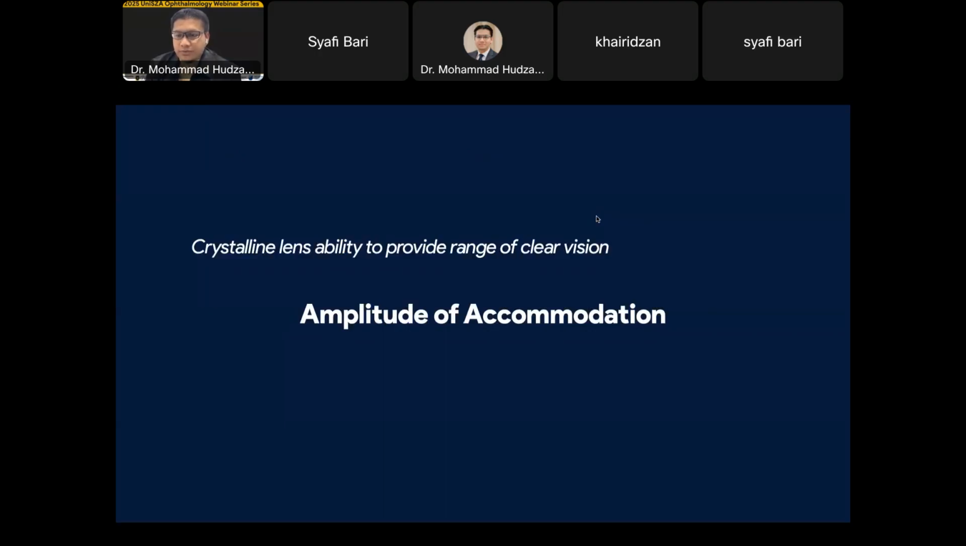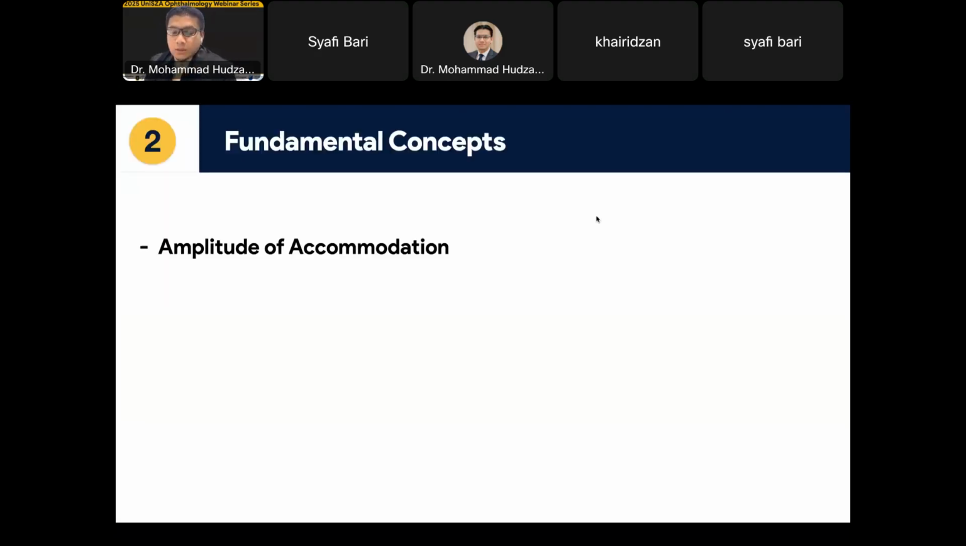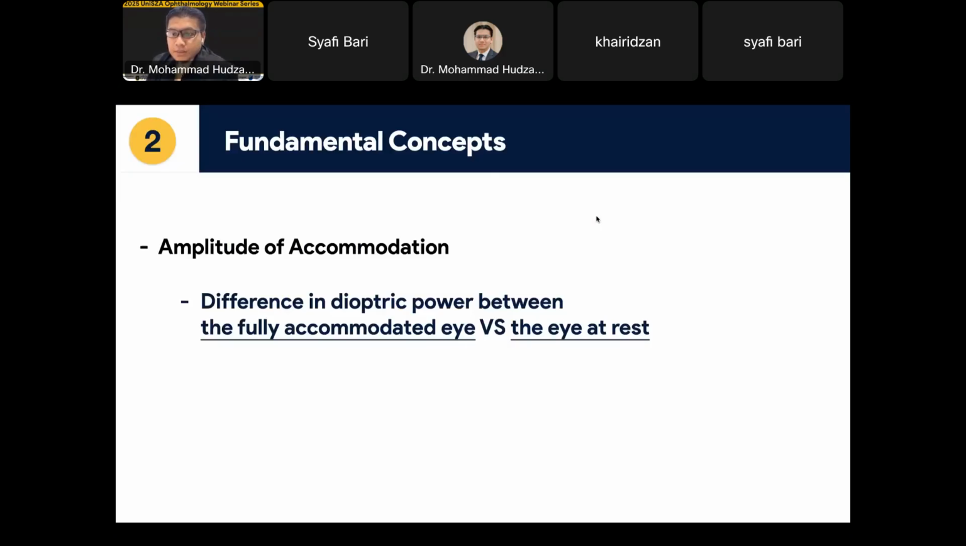Let's start with the first one, the crystalline lens. For us to measure the ability of the crystalline lens to provide the range of clear vision, we need to understand the amplitude of accommodation first. What is amplitude of accommodation? It is the difference in dioptric power between when the eye is fully accommodated, at maximum accommodation, versus the eye at rest, when there is no accommodation at all.